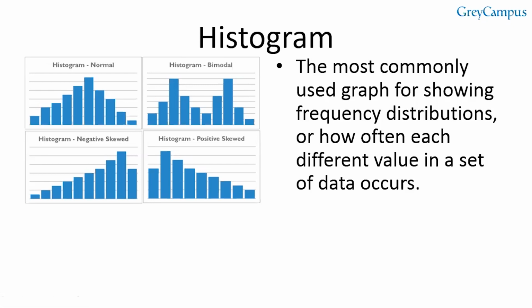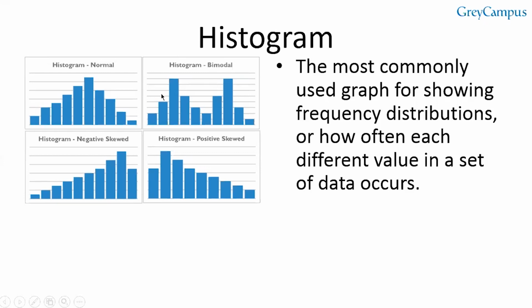Now, in the top left corner here, you see the normal histogram, which is also called a normal distribution. You could actually draw what we call a bell curve over this normal distribution. In the normal distribution, or the normal histogram, the data is distributed symmetrically around this central value, so this central mean here.